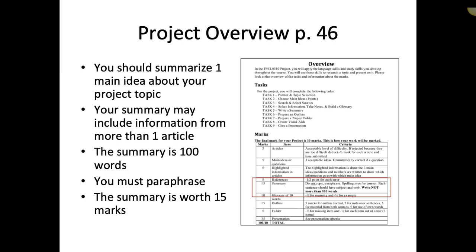First, look at the project overview on page 46 and you'll see that this summary is a part of your project. So you have a topic and you have three main ideas about the topic. You should choose one and then write your summary about that. The information might come from more than one article, and you should write about 100 words. Don't write much more than that, and you do need to paraphrase. This summary is worth 15 marks of the project.